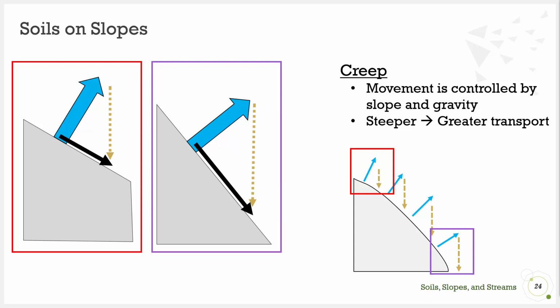So the steeper a system, the greater its transport capacity. So slope form controls soil properties, erosion processes, and erosion rates, and these in turn influence slope form.